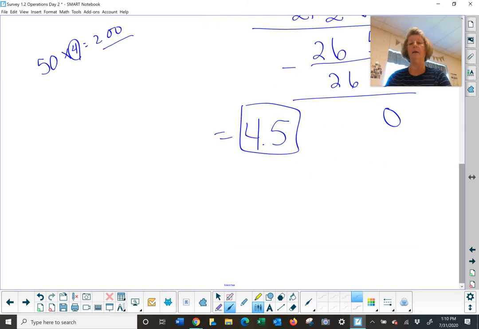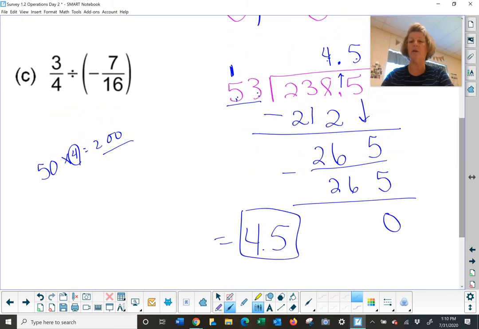Check it on your calculator. Probably check your answers today when you're doing your calculator, because some of these are hard. And trust me, the test will be a little challenging when you get problems like that.